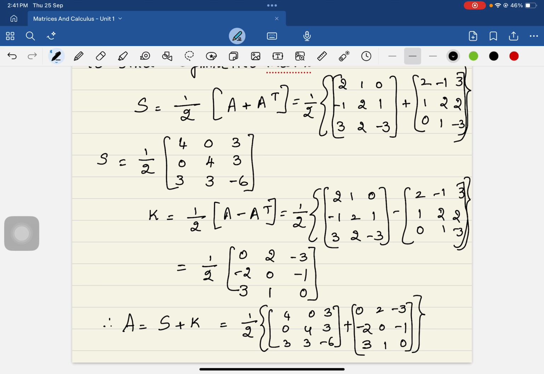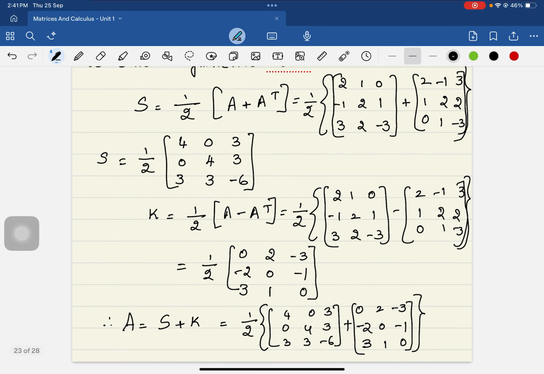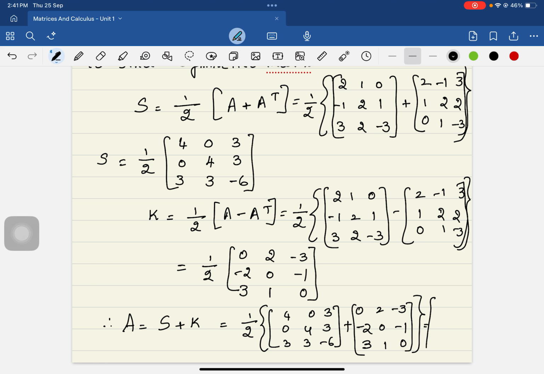So half of 4 by 2 gives you 2. Correct? Your first entry is 2 here. Let me rewrite this one. 4 plus 0 is 4 by 2 is 2. And 0 plus 2 is 2 by 2 is 1. And 3 minus 3 is 0 by 2 is 0. And then 0 minus 2 by 2 is minus 1. And then 4 by 2 is 2. And then 3 minus 1 is 2 by 2 is 1. And then 3 plus 3, 6 by 2 is 3. And then 3 plus 1, 4 by 2 is 2. Minus 6 by 2 is minus 3.